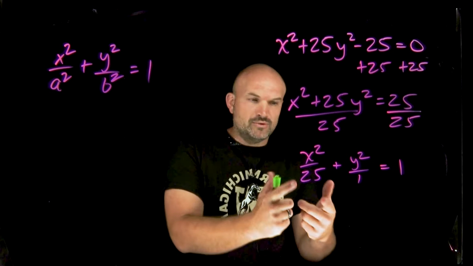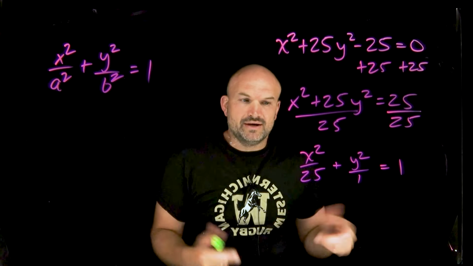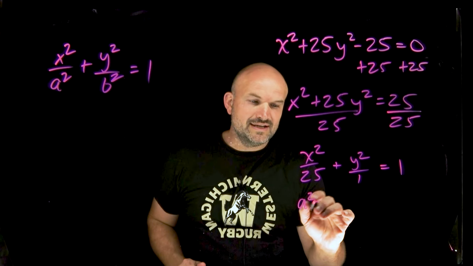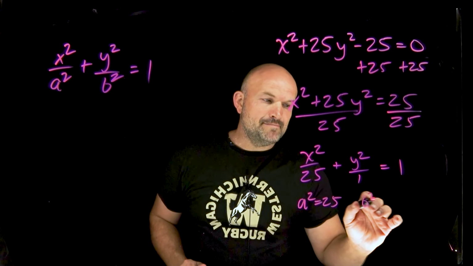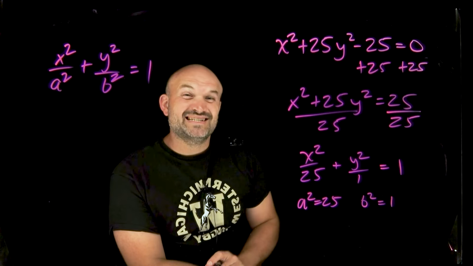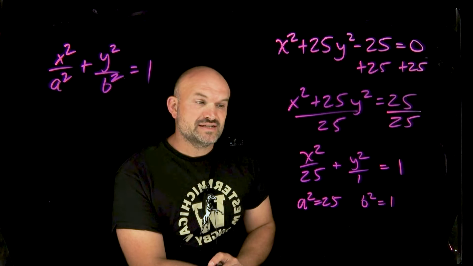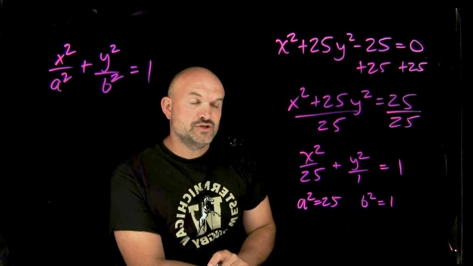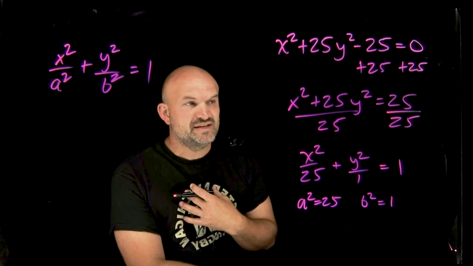So how do we know which one's a squared or b squared? It's just the larger one. Since 25 is larger than 1, I know that a squared is equal to 25, and b squared is going to equal 1. Remember, a represents the distance between my center and my major vertices, and b represents the distance between my center and my co-vertices. And again, this is going to be from the center.